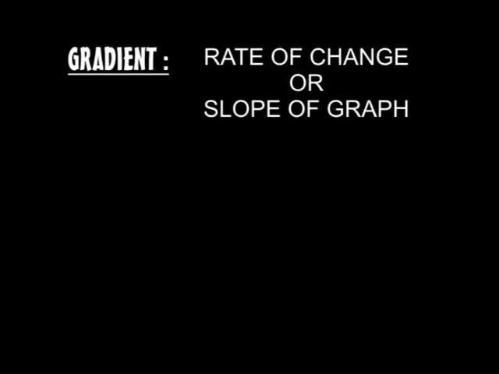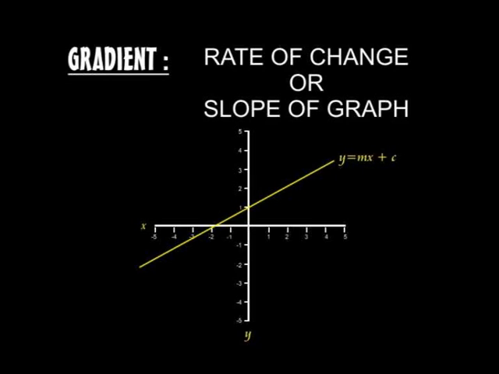We will begin this tutorial by looking at the gradient. The gradient of any graph is essentially the rate of change or the slope of the graph. Take a look at this graph. It follows the pattern y = mx + c. It has a constant rate of change, or rather a constant gradient of m. That is, its slope never changes.